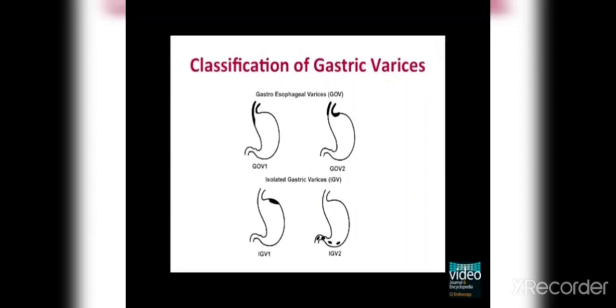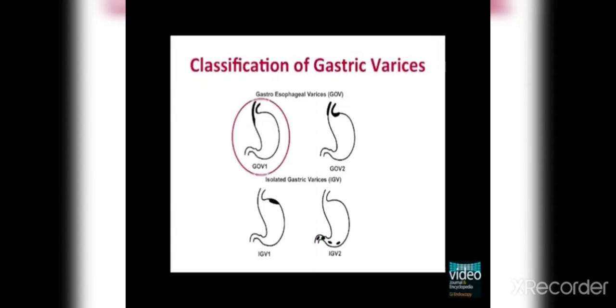It is important first to start with a quick discussion of the classification of gastric varices. There are a few proposed classifications, but the one that is most used in practice is the one proposed by Sarin, which is shown here, and is the one recommended by the Baveno Consensus Working Group. It classifies varices on the basis of their location and their relationship to esophageal varices.